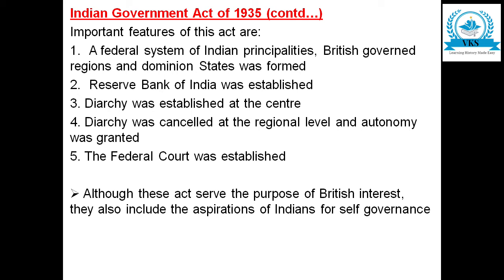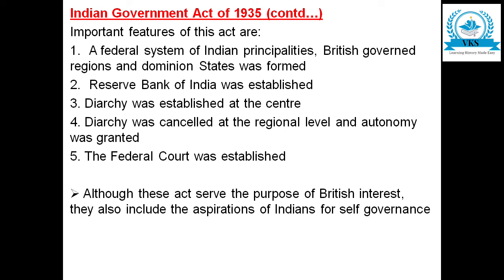Diarchy was established at the center, that is government by two authorities. Diarchy was established at the center and diarchy was cancelled at regional levels and autonomy was granted. You know that in Indian Council Act of 1919, diarchy was allowed to regional government. But in this act in 1935, diarchy at regional level was cancelled and for regional level they were given autonomy, that is self government, and at central level they were given diarchy. So that was a change from Act of 1919 to 1935.